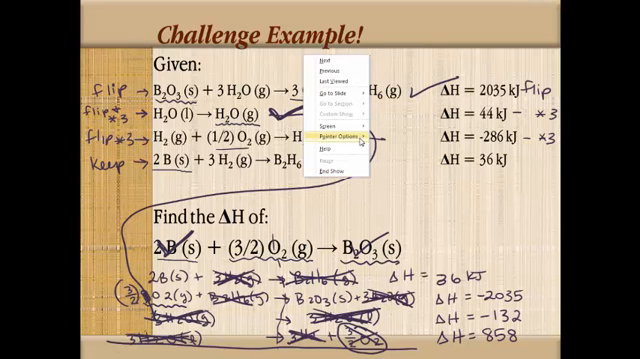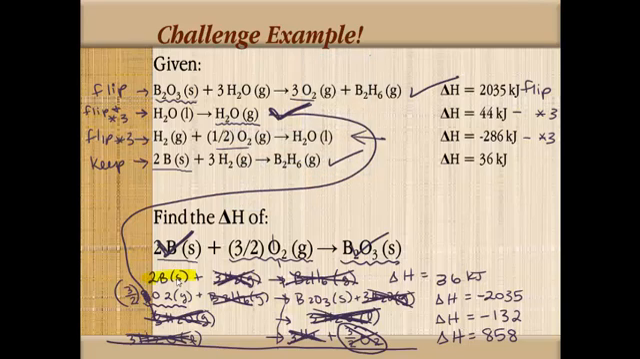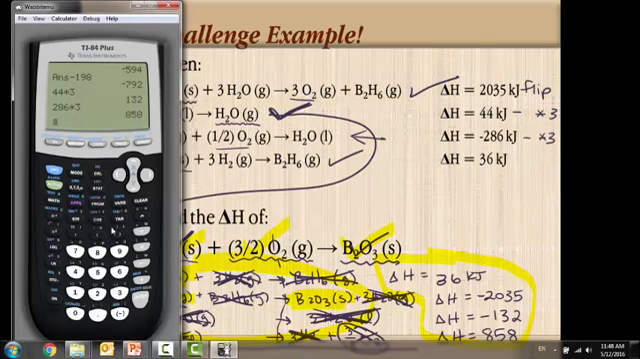Okay? So I'm going to switch to my highlighter and see what's left over. I have 2 borons. That's what I wanted. I have 3 halves oxygen. That's what I wanted. And I have B2O3 solid. And that's what I wanted. So my work adds up to give me what I want. So finally, I'm just adding up my delta H's to see what that final delta H is of the reaction. So 36 minus 2035 minus 132 plus 858. So our final answer is negative 1273 kilojoules.